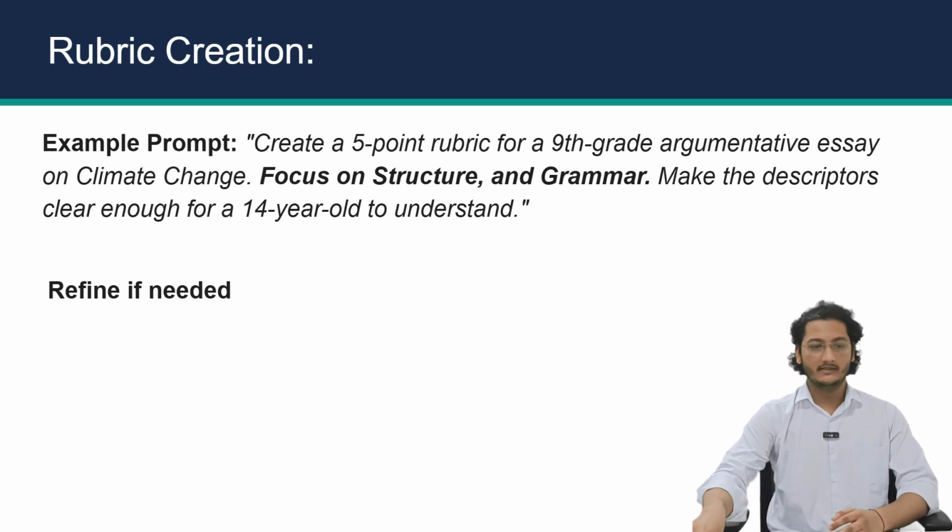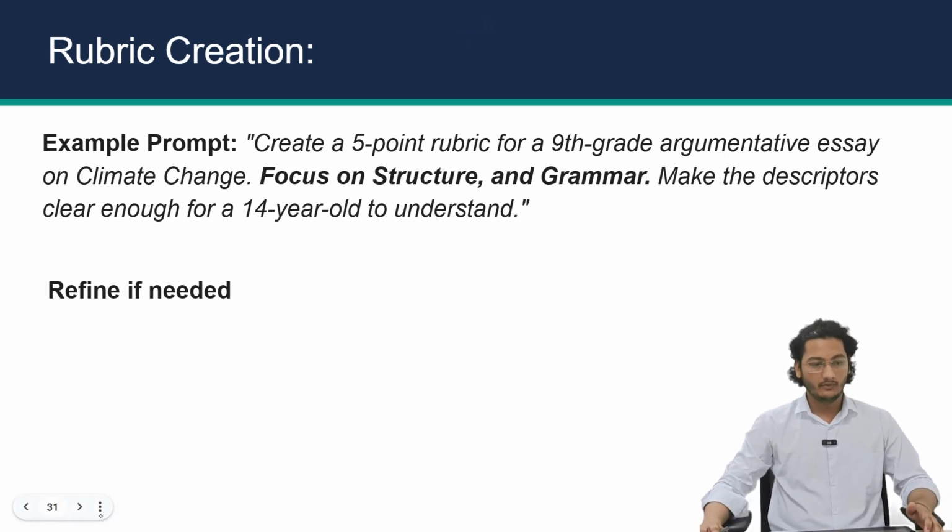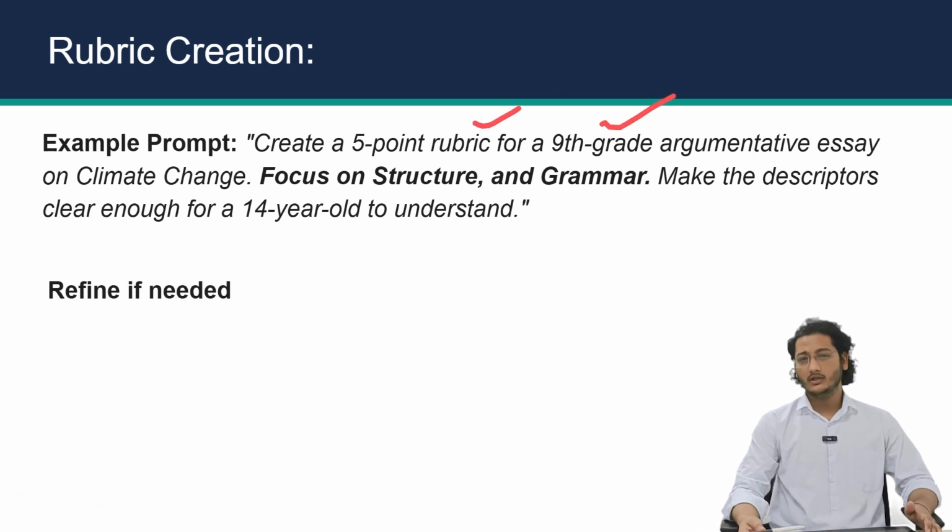So the prompt here is: create a 5-point rubric. If you want, you can write 4-point rubric. Of which grade? What is the topic? So you want to create a rubric to evaluate an essay on climate change. Make the descriptors clear enough for a 14-year-old to understand.